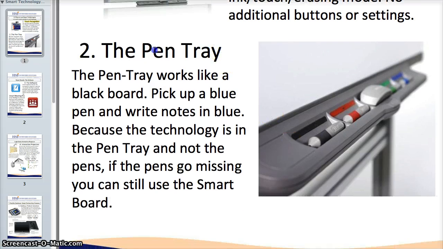Now let's talk about the pen tray. The pen tray works like a blackboard. You pick up a blue pen, you write in blue notes. Because the technology is in the pen tray and not the pens, if the pens go missing, you can still use the smartboard, no problem.